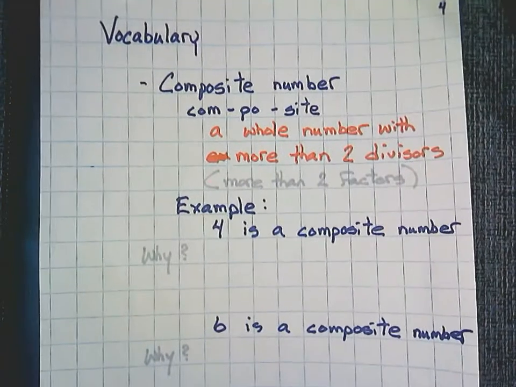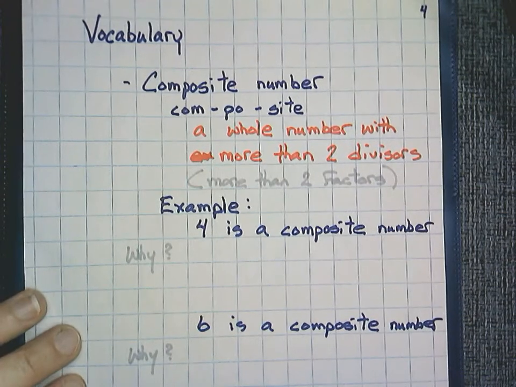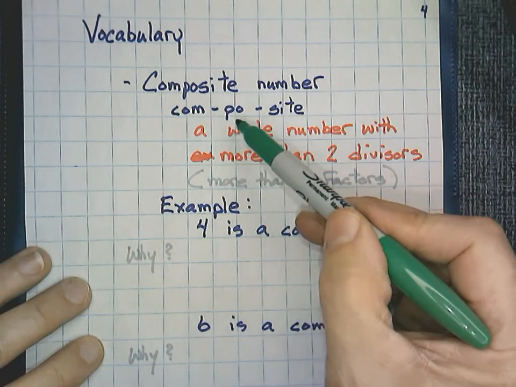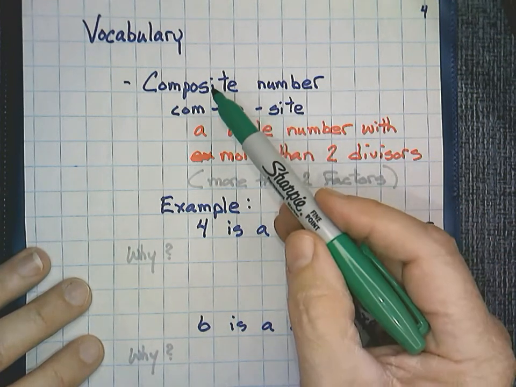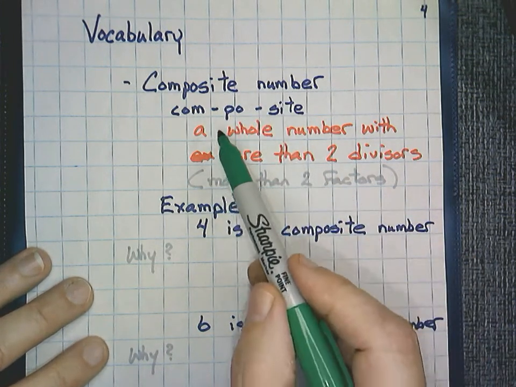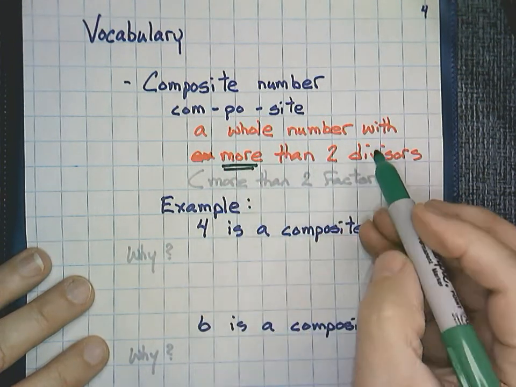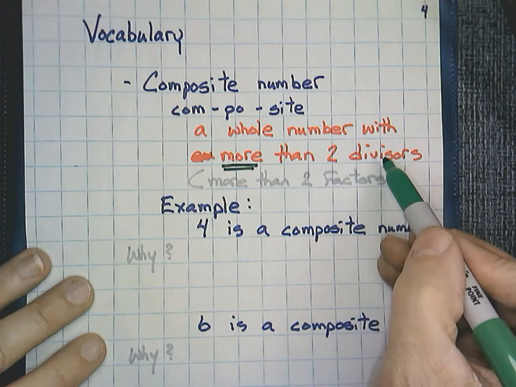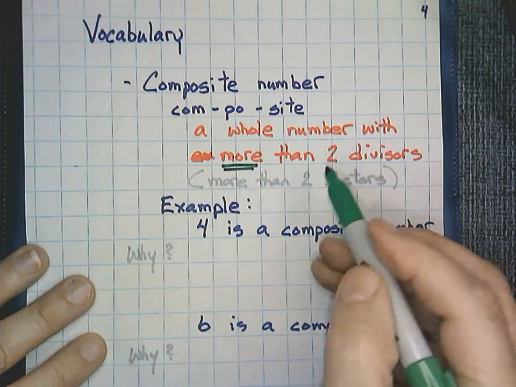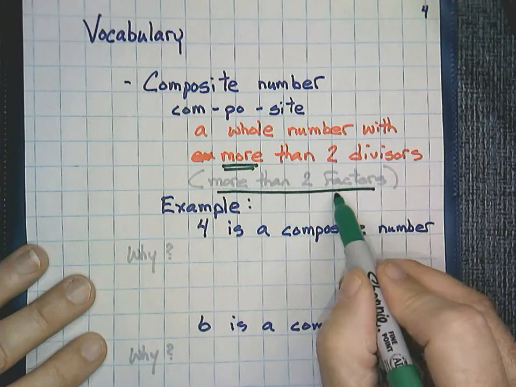Now, there's also something called composite numbers. Remember that if a number is not prime, then it has to be composite. So if a number is not prime, then it's composite, except for 0 and 1. We'll talk more about that later. The definition for a composite is a whole number with more than 2. Remember, a prime was only 2 divisors, or 2 factors. Composite is more than 2. In this case, we're going to focus on, for our purposes, more than 2 factors.